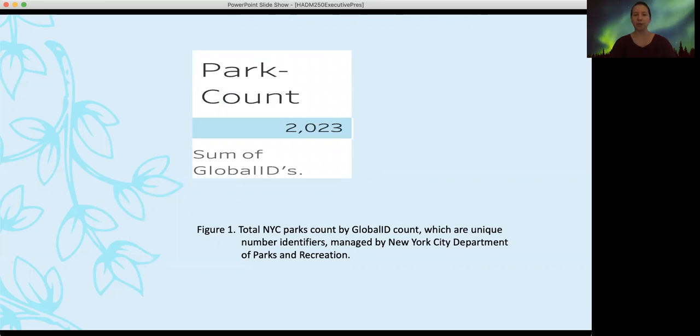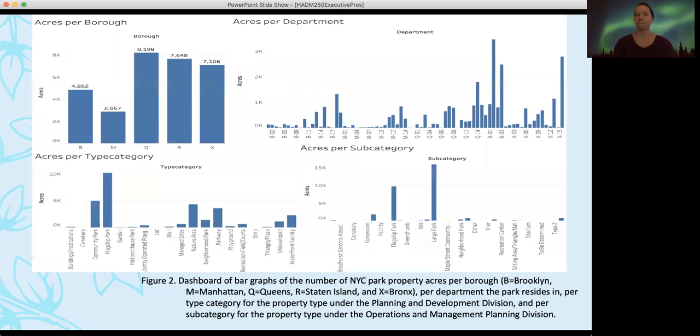As I said, each property has a global ID, and a count of the global IDs shows us that there are 2,023 park properties managed by the New York City Parks and Recreation Department. Park properties can be identified by locations. The large geographical location a property can be identified under, as seen in this top left graph, are the boroughs, consisting of B for Brooklyn, M for Manhattan, Queens is Q, R for Staten Island, and X for Bronx.